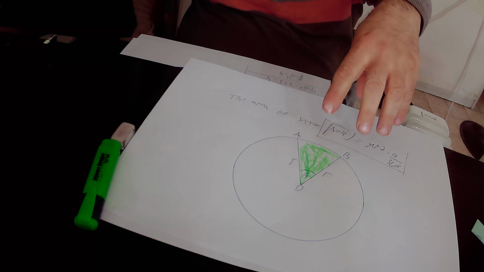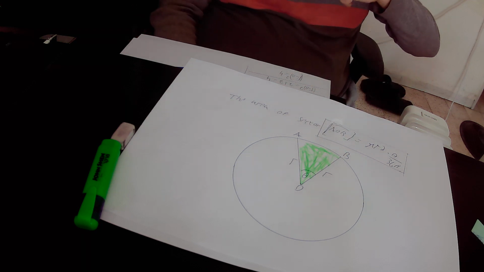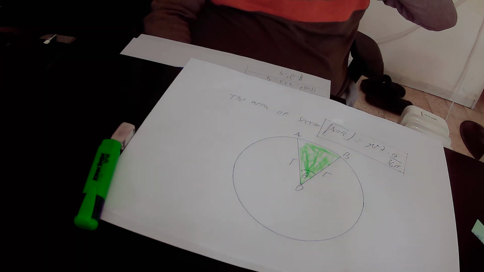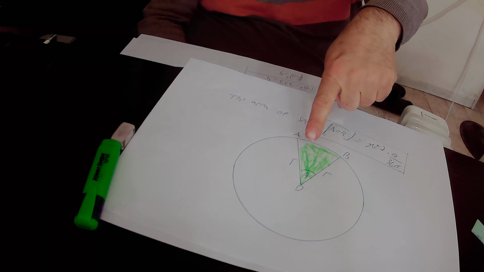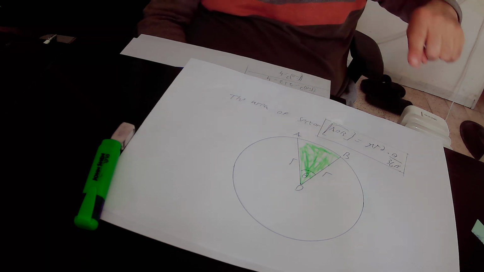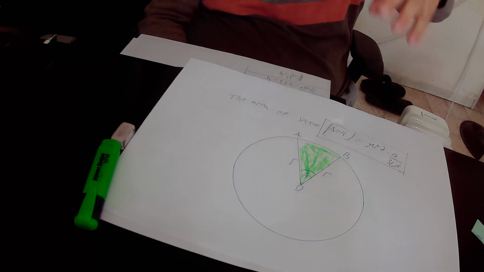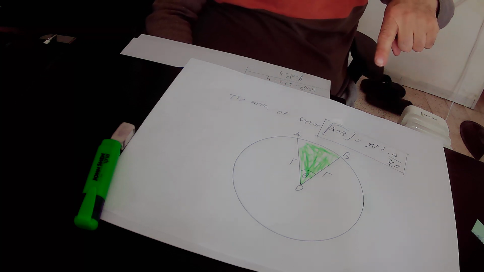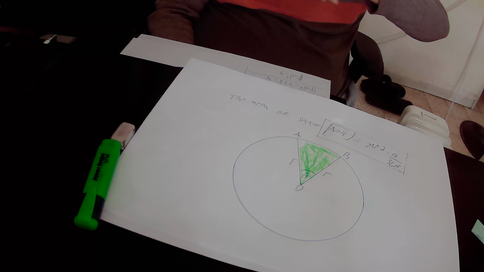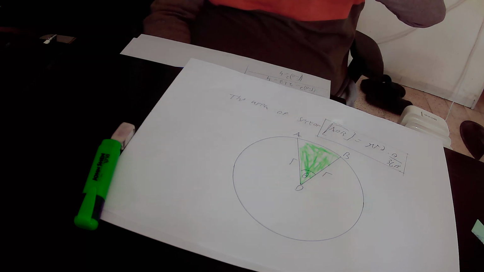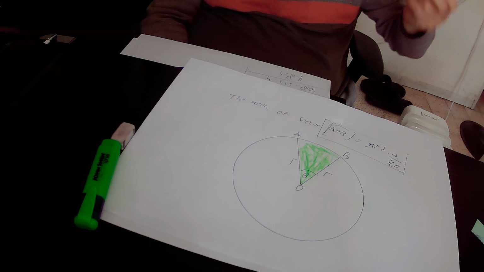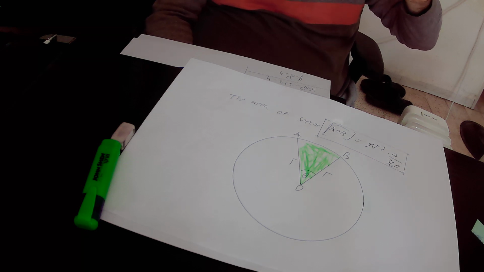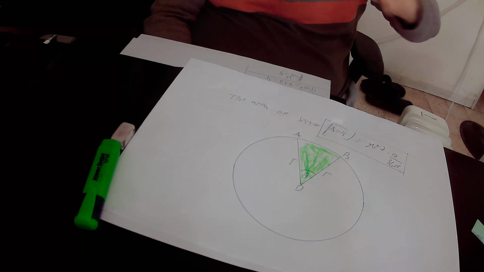So what is the area of this green sector AOB? The area of the sector equals pi r squared, that is the area of this circle, times theta, that is the angle between the legs of this sector AOB, over 360 degrees. So the area of any sector equals pi r squared, the area of the circle, times theta over 360 degrees.